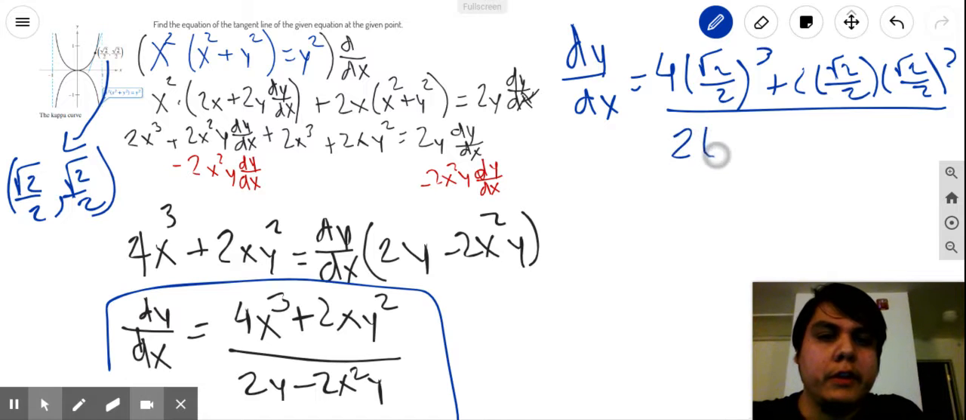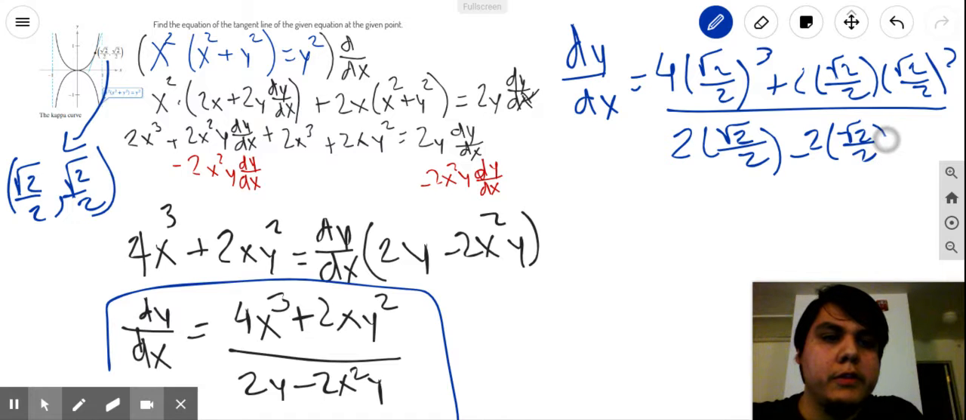over 2 times square root of 2 over 2 minus 2 times (square root of 2 over 2) squared times square root of 2 over 2.